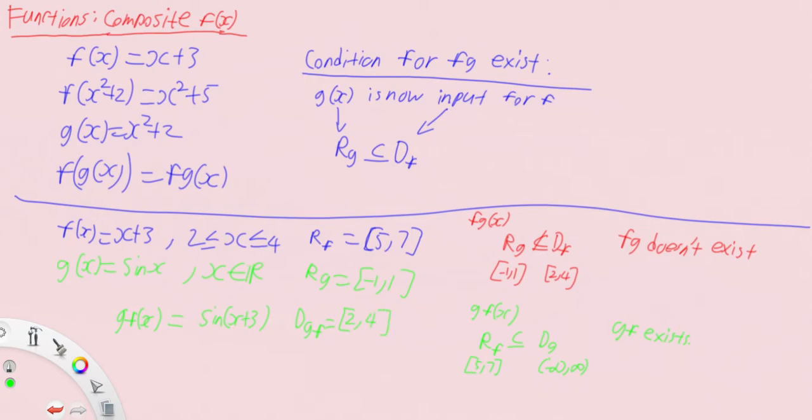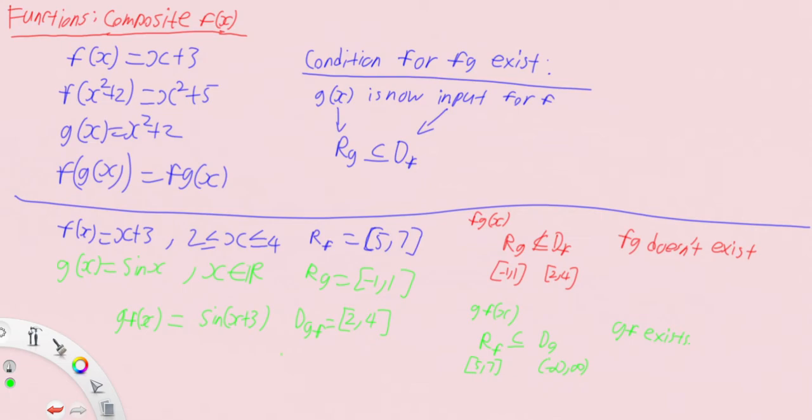The idea is that when you substitute f(x), the input will be for f(x), and then f(x) will be the input of g. That's the idea of composite function. So the input of gf, which is the domain of gf, will be the input of the substitution. Therefore, the domain of gf is the domain of f, equal to 2 to 4.